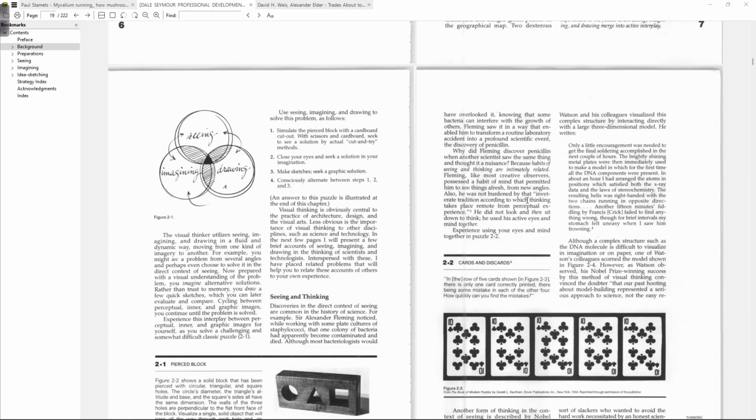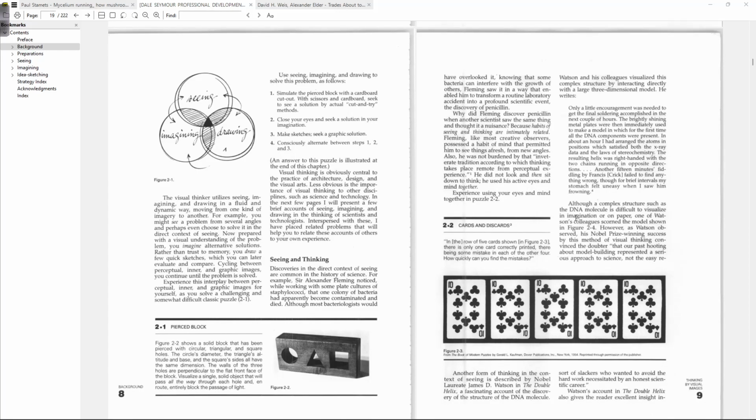He was not burdened by that invertebrate tradition according to which thinking takes place remote from potential experience. He did not look and then sit down to think. He used his active eyes and mind together. Experience using your eyes and mind together in puzzle 2, cards and discards.